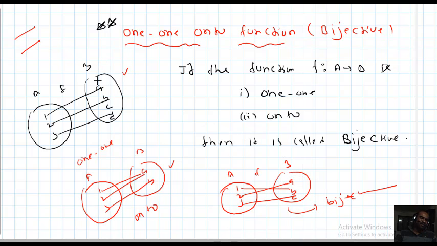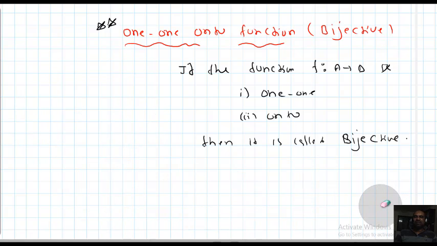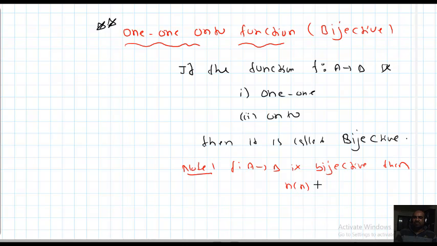No condition here for one-one. Here n(B) is greater than or equal to n(A). Here n(A) is greater than or equal to n(B). Here n(A) should be equal to n(B). So f is a bijection from A to B. Then what is the cardinal relation? Note: if f maps A to B is bijective, then the cardinal relation is n(A) should equal n(B).